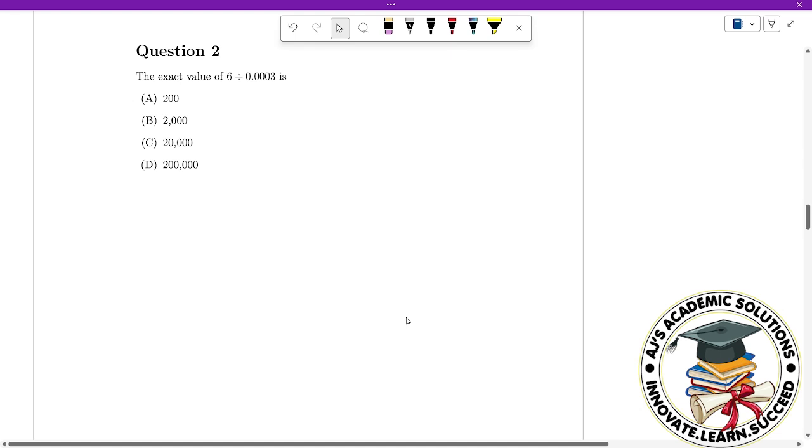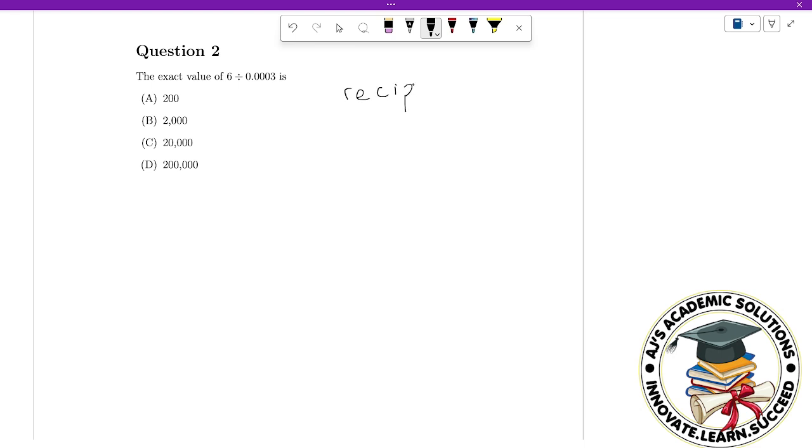Okay, so the next question we're looking at is what is the exact value of 6 divided by 0.003? So we need to understand this is actually a division style question, and there are several different approaches you can take to solve it. So let me just give you one approach, and maybe this does help you understand what this particular word is, and that word is reciprocal. So what we're looking at is the reciprocal here.